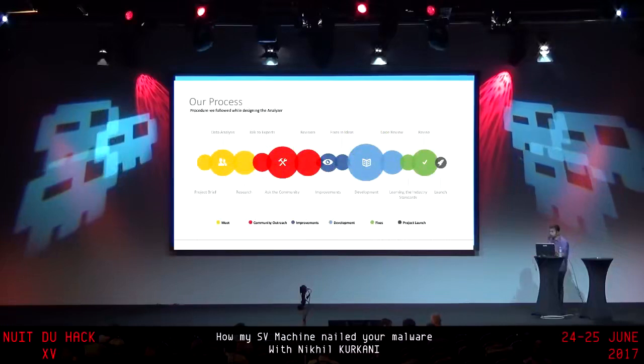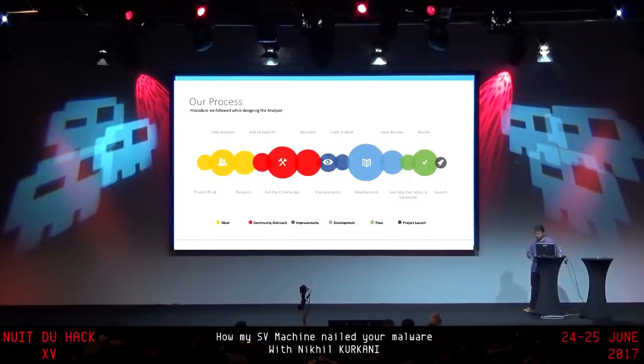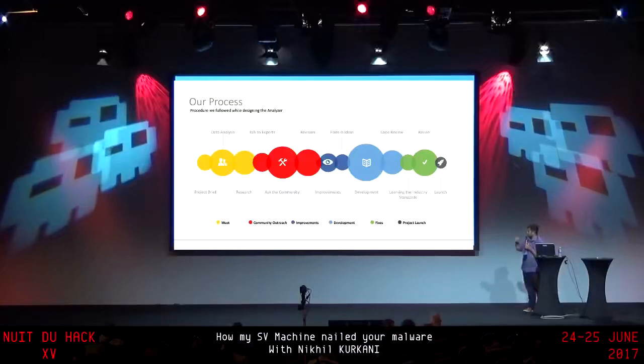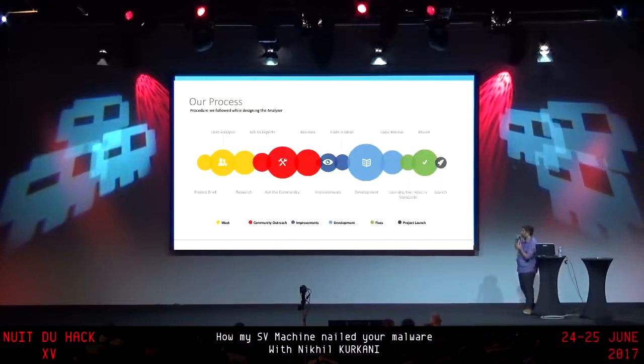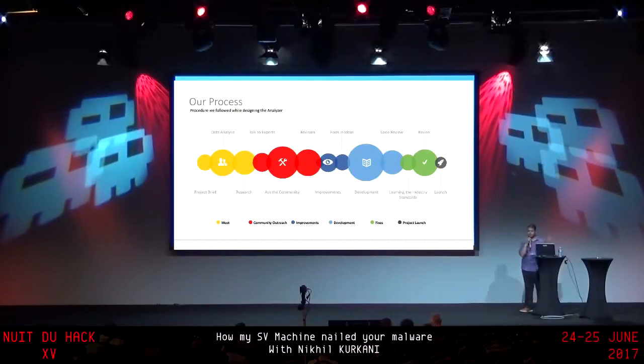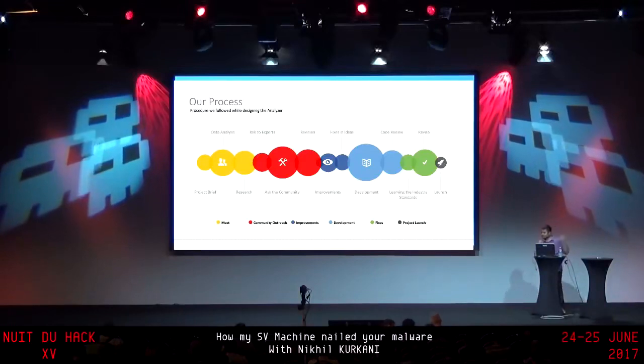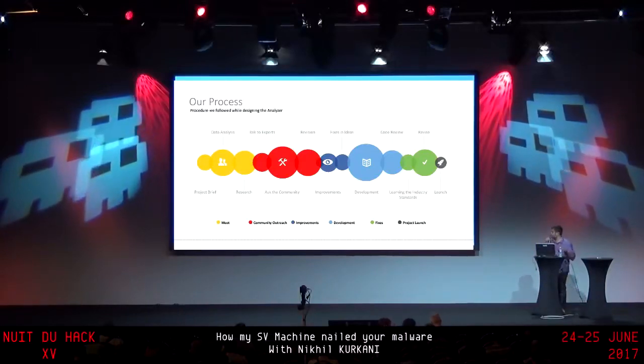So this was how our process basically started. We started off as a college project. We went on with the various different things like the data analysis. We did a lot of research. We talked to the experts in the industry back in Bangalore. Then we took help of the community back in Bangalore, which is the null security community.